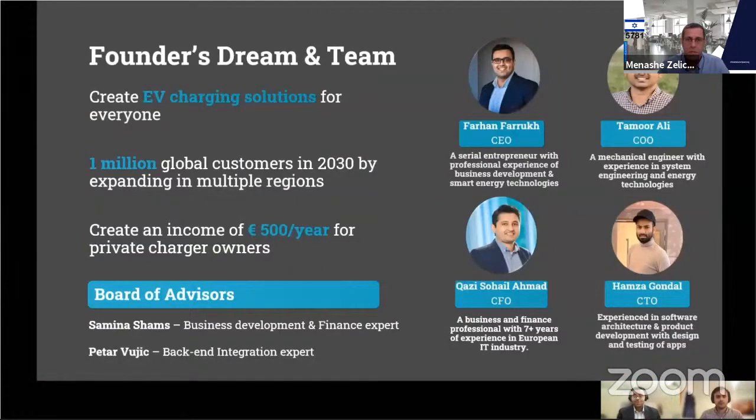And all this we enable with the team we have. We have covered all the bases from technical, finance, and business with one dream in mind, giving EV charging solutions for everyone, making 1 million customers by 2030 with the one key value keeping in mind of giving revenue options to private charger owners. Because at ChargeBnB, we believe that you choose and we connect. Thank you very much.